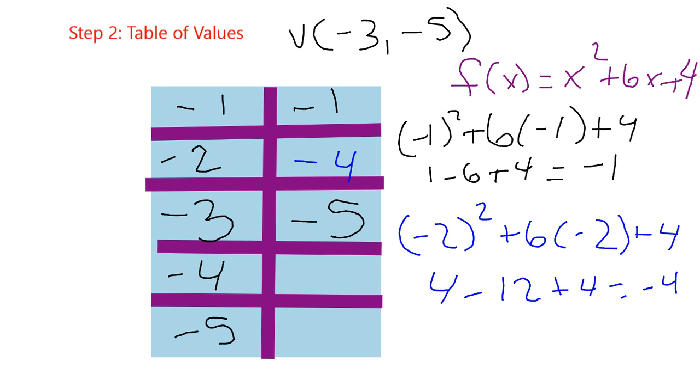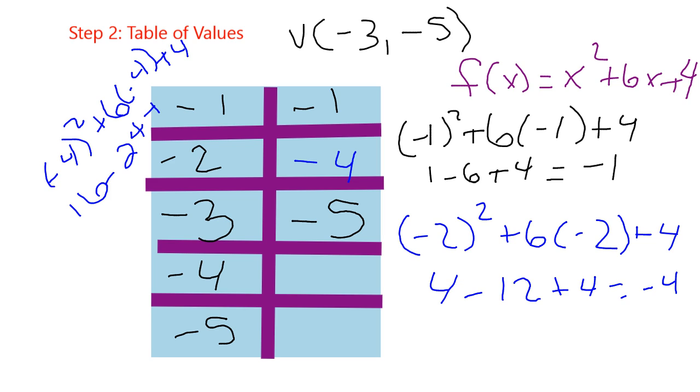Okay, we're going to do the same thing with negative 4 by substituting it in. So we have negative 4 squared plus 6 times negative 4 plus 4. Negative 4 times negative 4 is 16. 6 times negative 4 is negative 24 plus 4 to give us 16 minus 24 plus 4 is a negative 4. That sounds pretty familiar. We're going to check that out here in a minute.